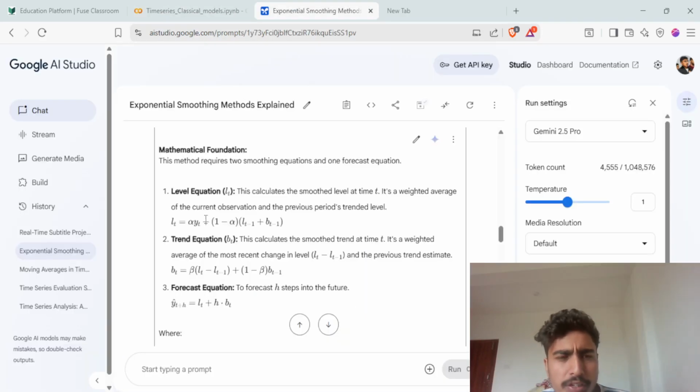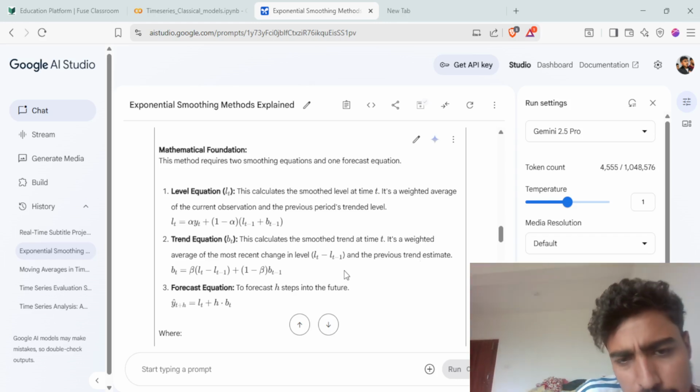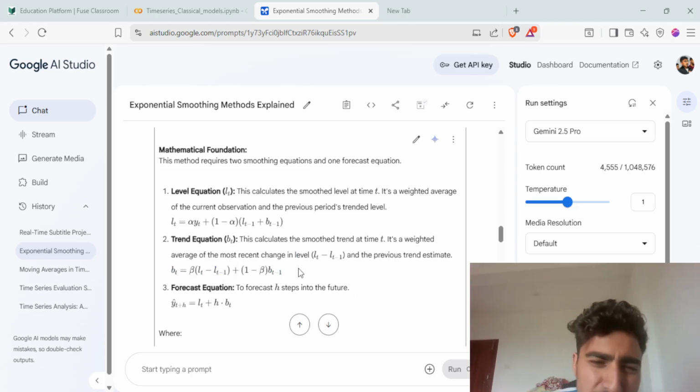Yeah, where we were last time: the trend equation. It's the weighted average of the most recent change in level and the previous trend estimate. This is the whole trend equation. What is the calculation of trend at time t? It's a weighted average of the most recent changes.